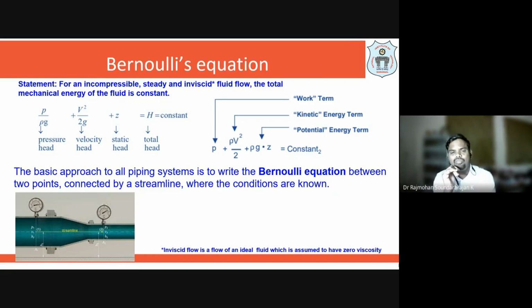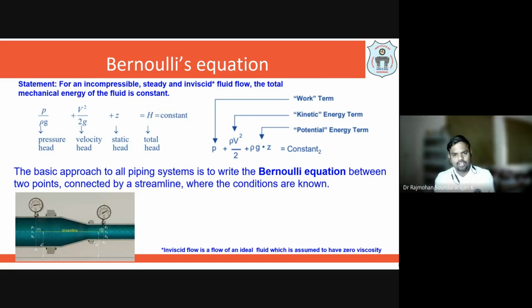What is inviscid fluid flow? We are assuming an ideal fluid. That means viscosity is zero. You can say that inviscid flow is a flow of an ideal fluid which is assumed to have zero viscosity. So these are the assumptions made in Bernoulli's theorem. For such an incompressible, steady and inviscid fluid flow, the total mechanical energy of the fluid is constant.